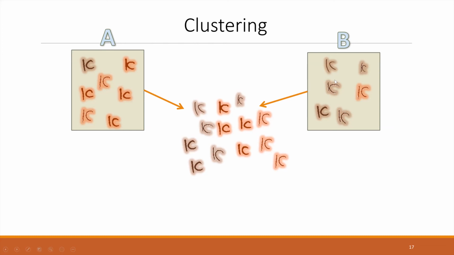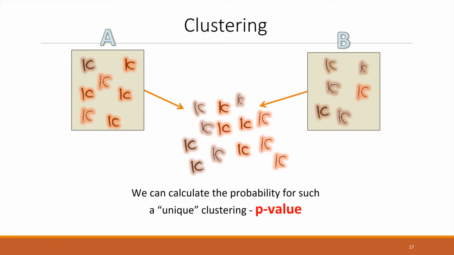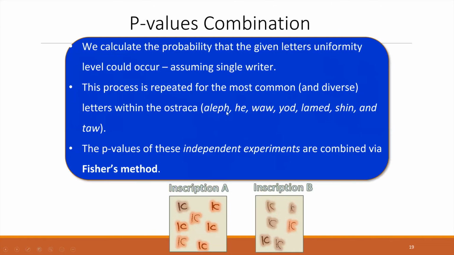And eventually, this method gives us a p-value, a probability that those 2 inscriptions were written by the same author or not. So we can have a p-value for the alephs, we can have p-values for the hays, and for other letters. We had reconstructed 7 letters for the Arad case, and for each one of them we calculated the p-values, and eventually using the Fisher method we combine them into a single p-value. So for 2 inscriptions we have a probability that they were written by the same person or not.